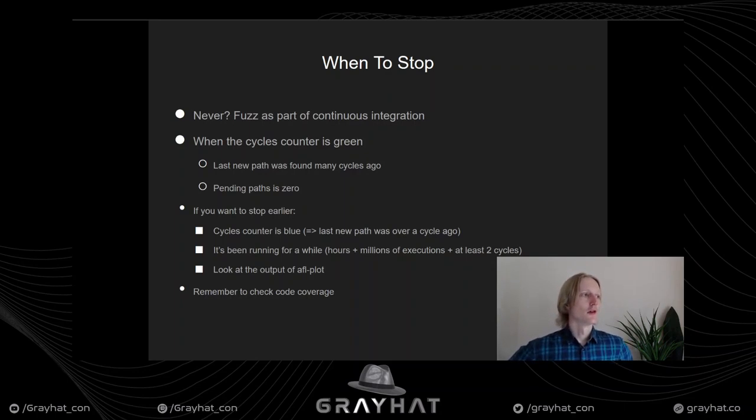If you want to stop earlier, if it hasn't gone green and you think you've been going for a very long time, there's an intermediate stage where it goes blue, which it does when the last new path was over a full cycle ago.